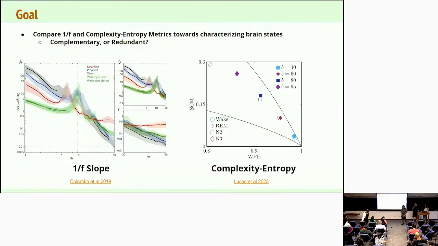So our goal with this was particularly to look at 1/f slope and information theoretic measures, specifically the complexity entropy plane, to see are they complementary or redundant when it comes to characterizing brain states. There's all kinds of brain states: being awake, asleep, all the different stages of sleep, being under different levels of sedation. And so we wanted to see, do these add information or are they redundant?